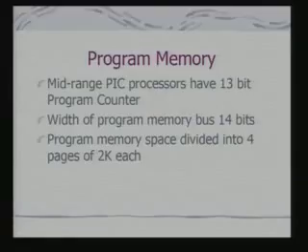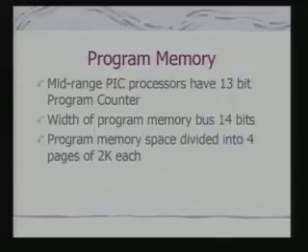Typically, the program memory has a 13-bit program counter. So what does 13-bit essentially mean? In fact, it is an 8K program memory effectively. I am talking about mid-range PIC processors; there are other PIC processor ranges which have variants of this size. The width of the program memory bus is typically 14 bits, that means this is the length of the instruction. And program memory space is divided into 4 pages of 2K each.